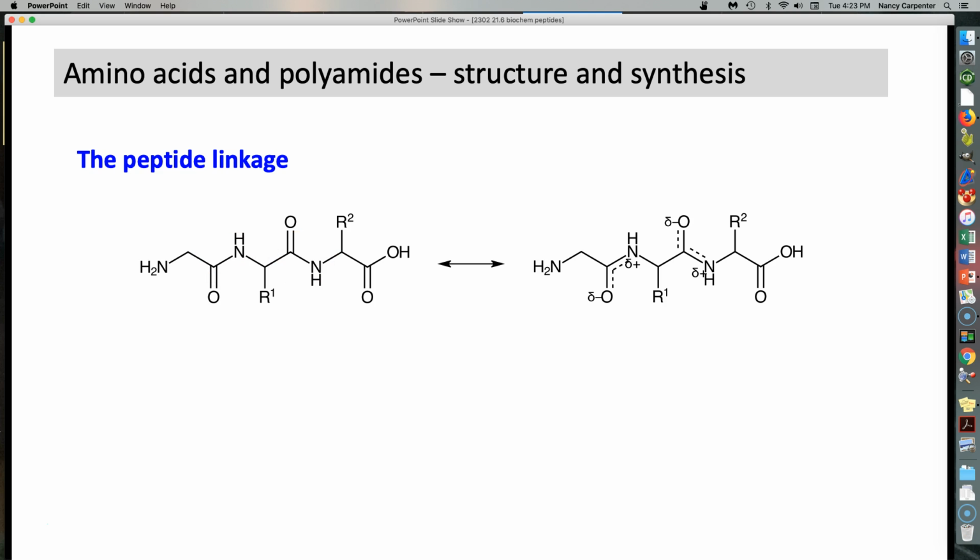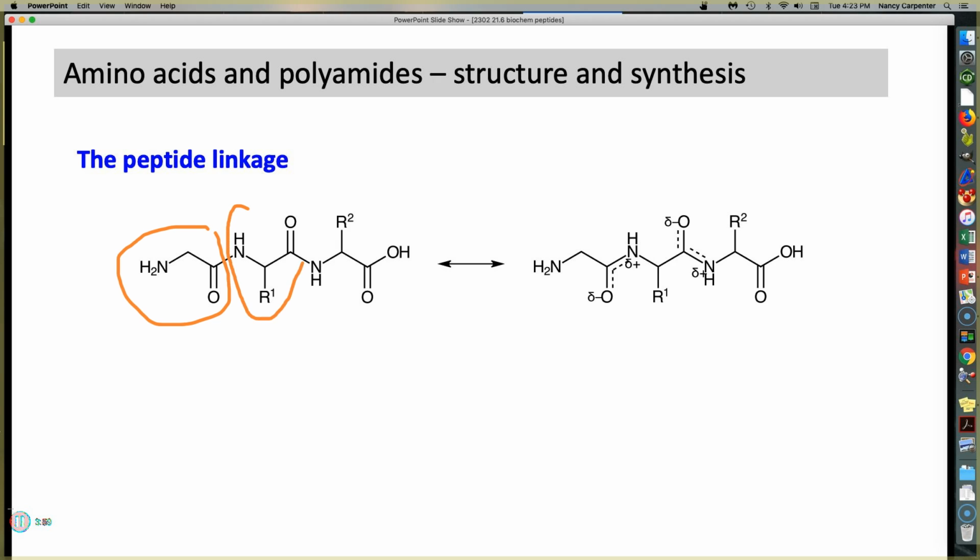But wait, let's look at this in a little bit more detail. Let's also look at the amino acids. There's one amino acid. Here's another amino acid. And here's our third amino acid. So we've linked together 3 amino acids via 2 peptide bonds to make this polypeptide. This is actually a tripeptide.